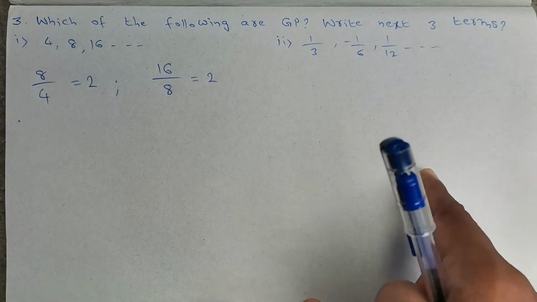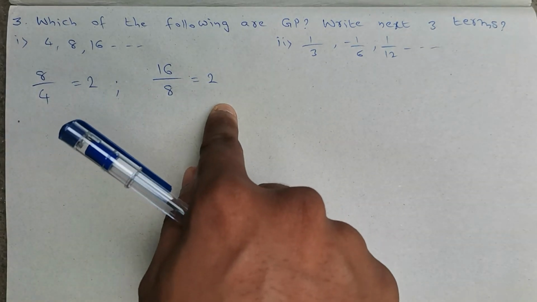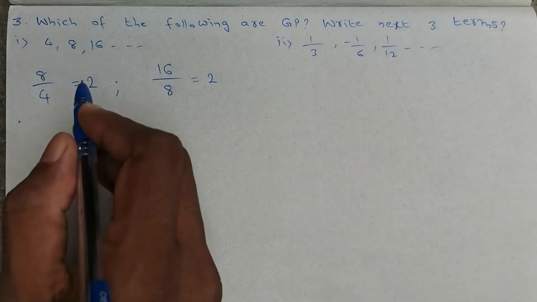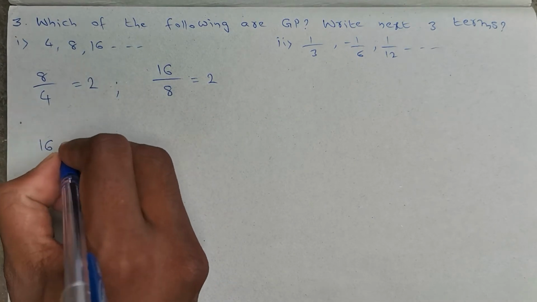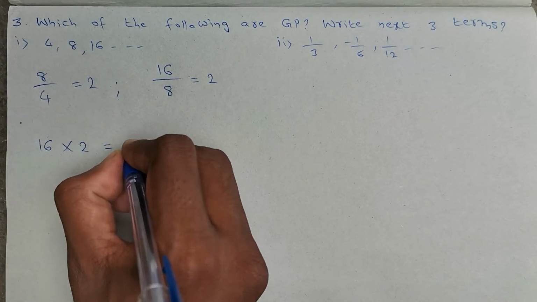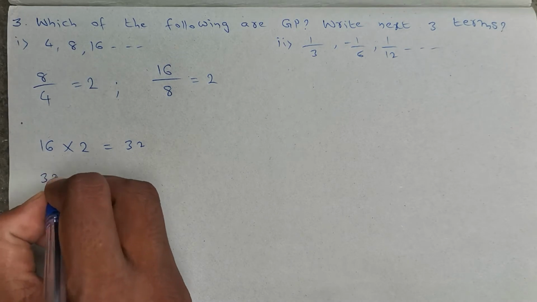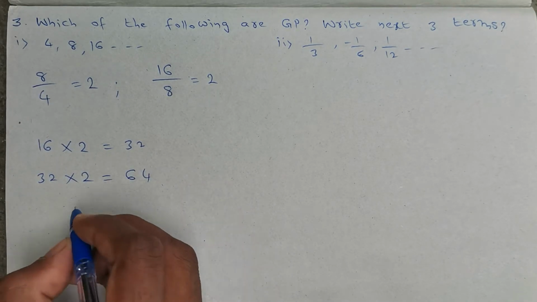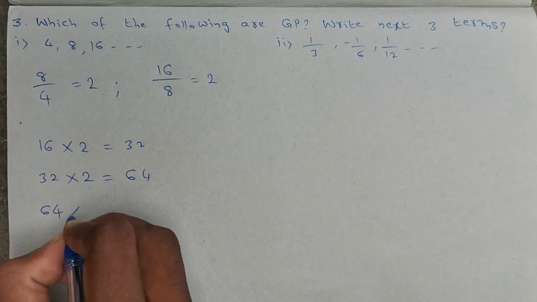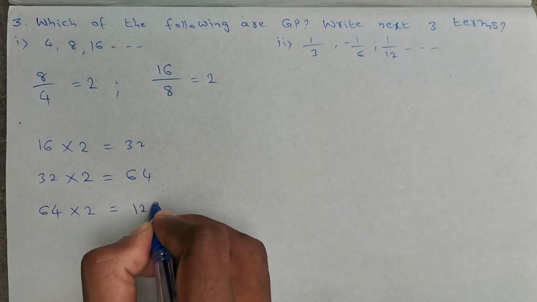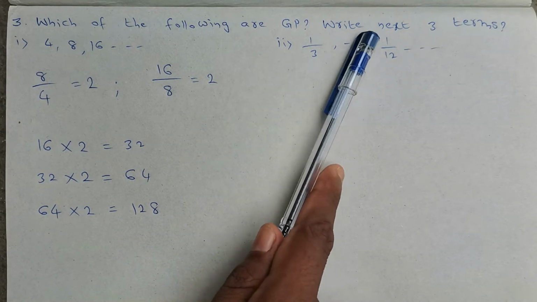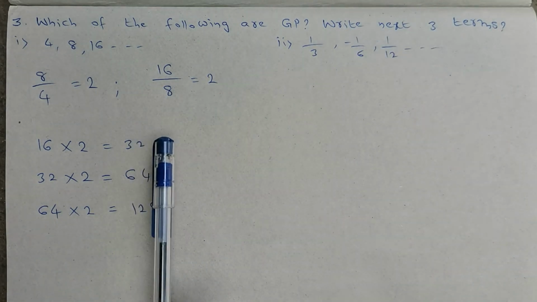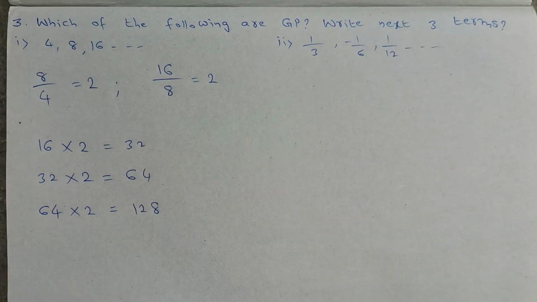Then what is the common ratio? It is 2. So the common ratio is 2. Now the third term is 16, multiply with common ratio 2, we get 32. 32 is the fourth term, multiply with common ratio, 64. 64 is the fifth term, 64 into 2 is 128. He's asking to write just 3 terms only. So the next 3 terms are 32, 64 and 128.